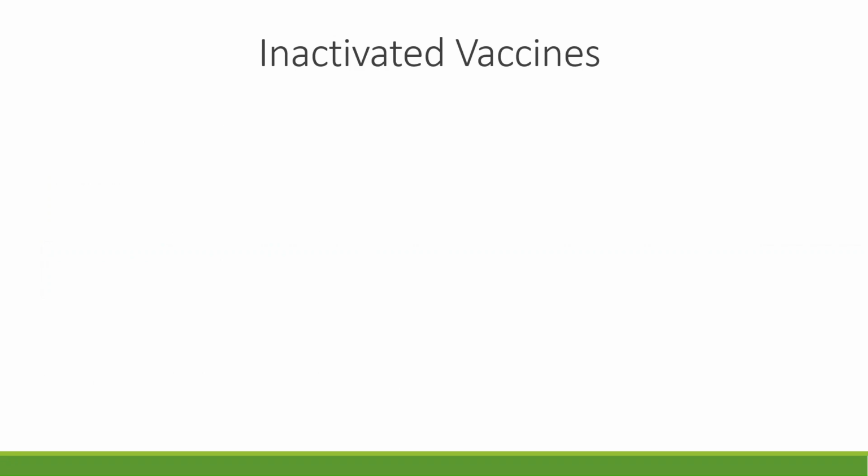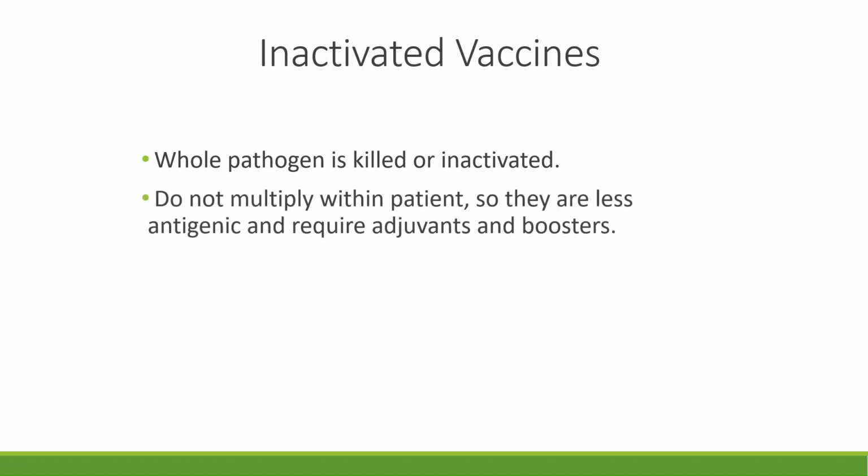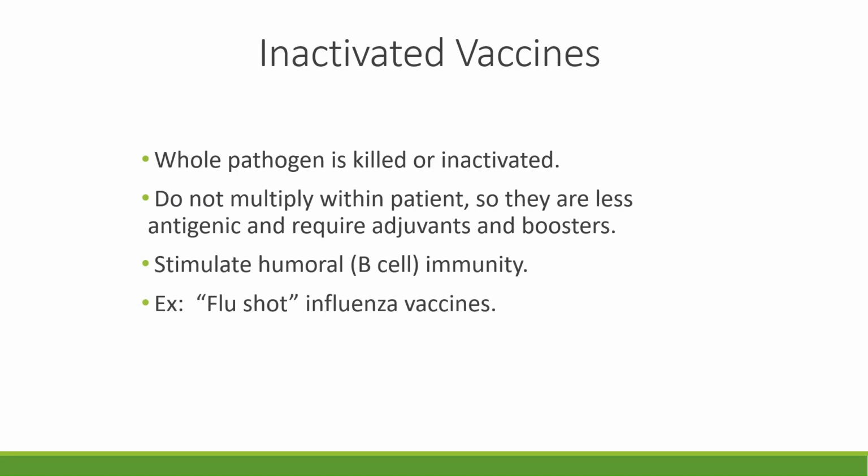Inactivated vaccines use a whole pathogen that's been killed or inactivated, so it cannot cause disease. Because this pathogen does not multiply in the body, it's less antigenic and causes less of an immune response than an attenuated one, so it can require adjuvants and booster doses to maintain immunity. Inactivated viruses primarily stimulate the humoral immunity, or the B cells, which produce antibodies to protect against future infections. Examples of these include the influenza vaccine or flu shot. And no, the flu shot does not give you the flu because the virus is inactivated.